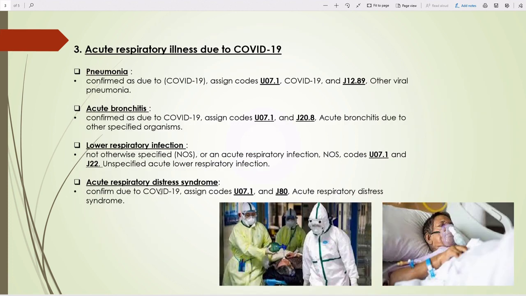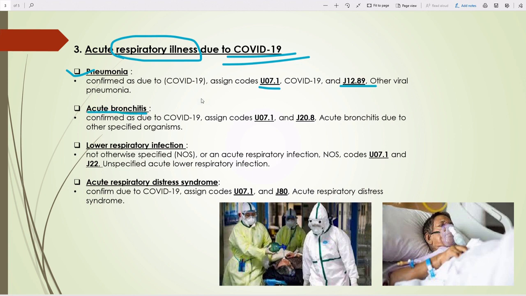So guys, next our third point, acute respiratory illness due to COVID-19. Normally COVID-19 affects the respiratory system, so here some respiratory related conditions are listed. First is pneumonia. If the physician confirms that pneumonia is there because of COVID-19, then we have to assign U07.1 as the PDX, and then we have to assign J12.89, which is other viral pneumonia.